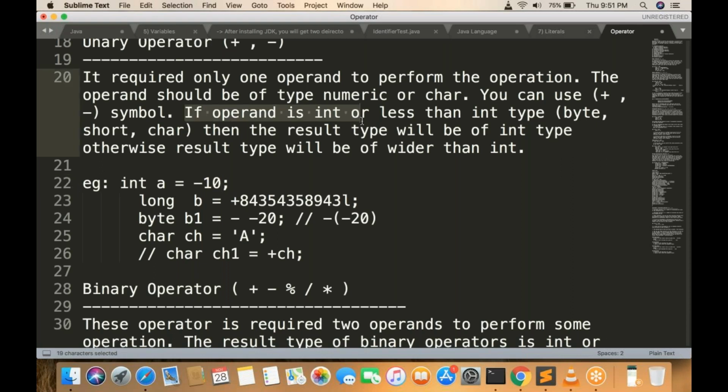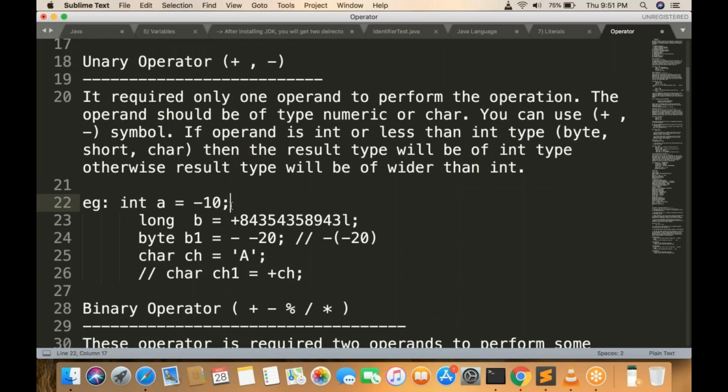If the operand is of type int or less than int, then the result type would always be int. That means whatever the type of the literal, if it is int or less than int, then whenever you print the result of this, you will get the int type only.